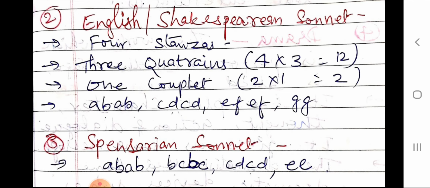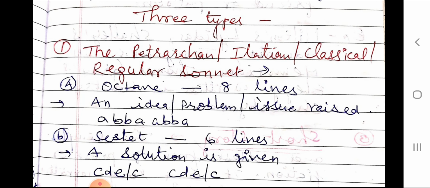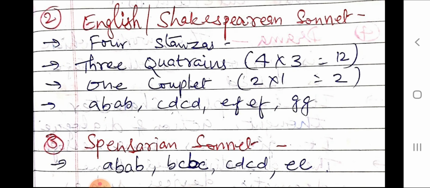But William Shakespeare did not repeat the fourth into the fifth, or the eighth into the ninth. Look at the rhyme scheme of William Shakespeare: A B A B, C D C D, E F E F, G G. But in Spenser, A B A B, then B C B C, then C D C D, and E E. That's the basic difference. Otherwise, the sonnet is primarily divided into 2 parts. The first is the Petrarchan sonnet or Italian sonnet, classical sonnet or regular sonnet. And the second is the English or Shakespearean sonnet.